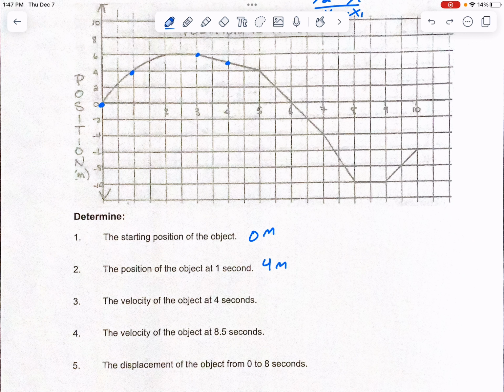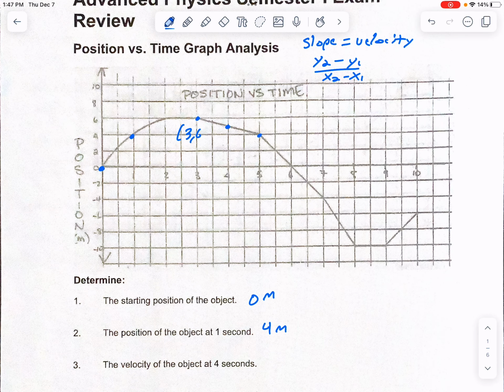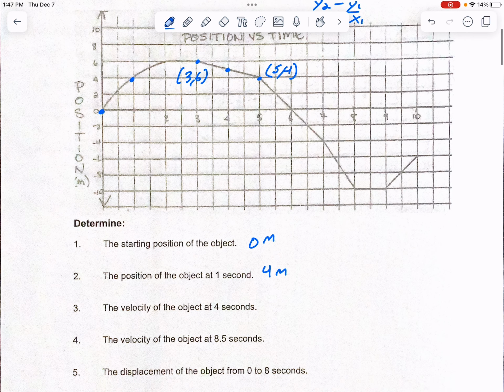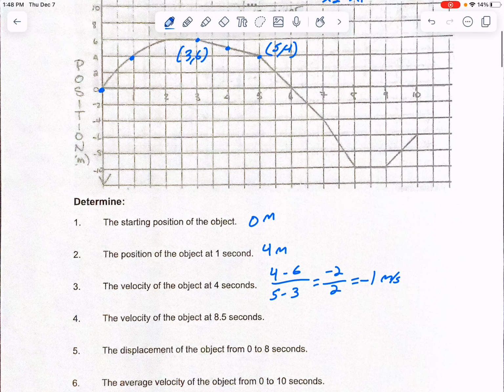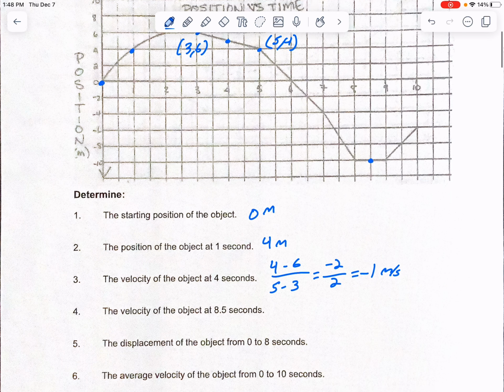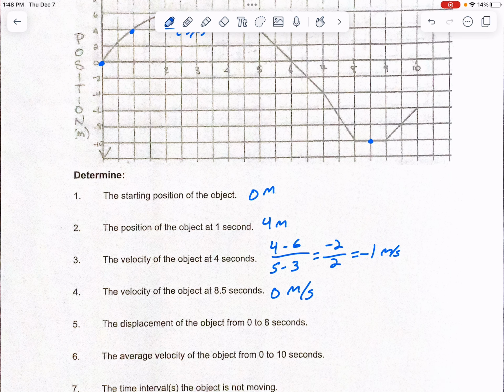Now, the way I usually do that is I pick the endpoints because those are nice whole numbers. So for the endpoints, I'm going to have 3, 6 for the first one, and then 5, 4 for the next one. It doesn't matter to me what points you pick as long as you pick 2 points on that line. So we're going to do y2 minus y1, so 4 minus 6, over x2 minus x1, so 5 minus 3. That's going to give you negative 2 over 2, which comes out to be negative 1 meters per second. The velocity of the object at 8.5 seconds: you're right here on this flat line. So you have no slope, therefore your velocity is going to be 0 meters per second.